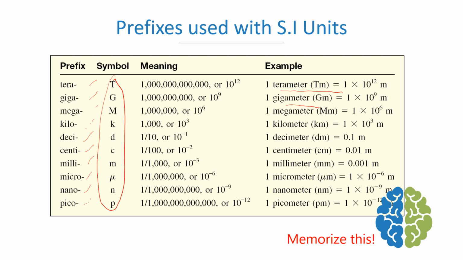We also have the actual numbers given for each prefix. For example, tera is 1 times 10 to the power of 12 meter. Picometer is a small one, 1 times 10 to the power of minus 12 meter.